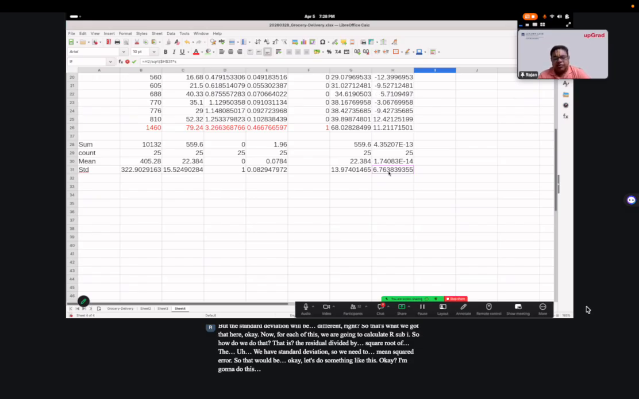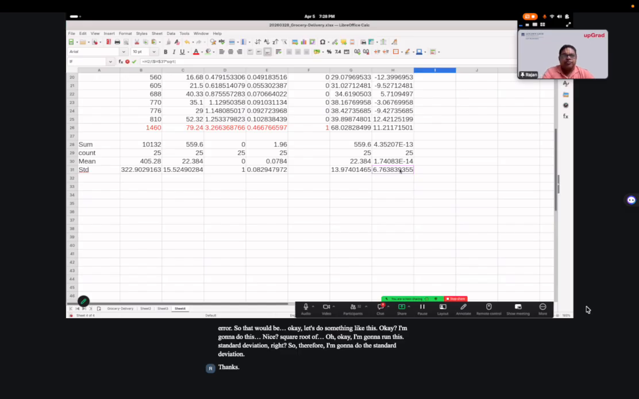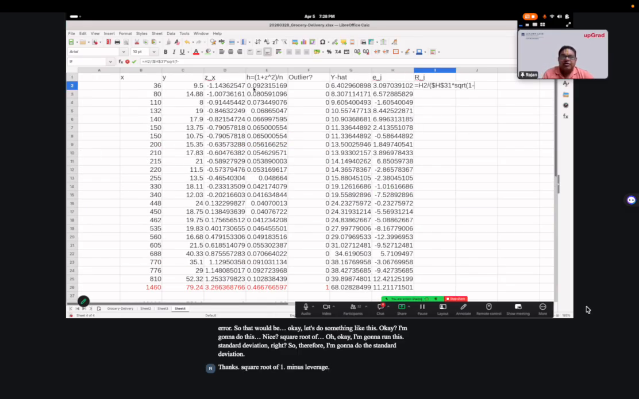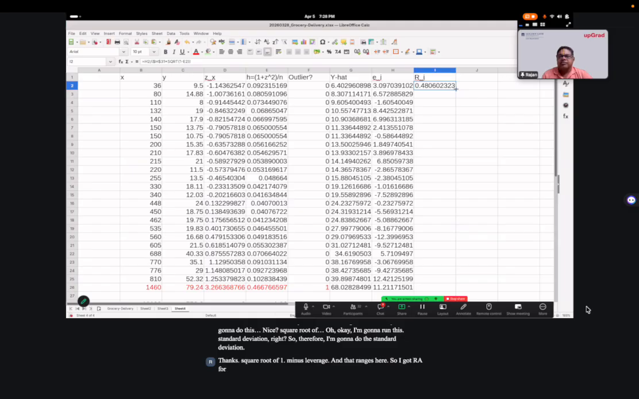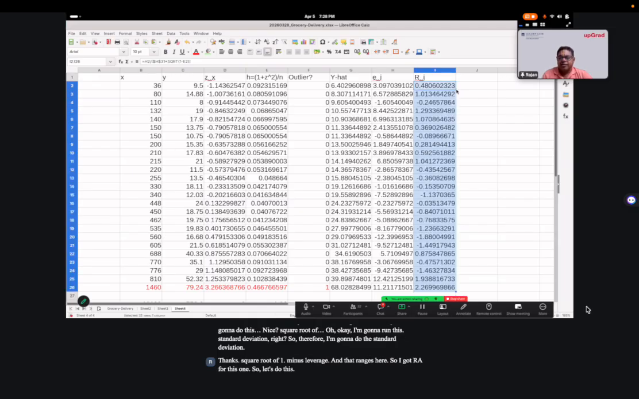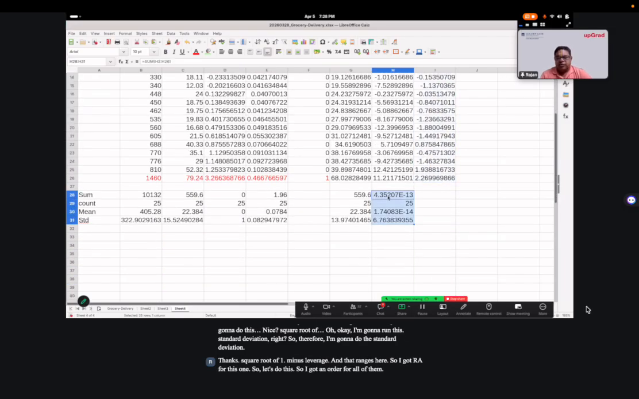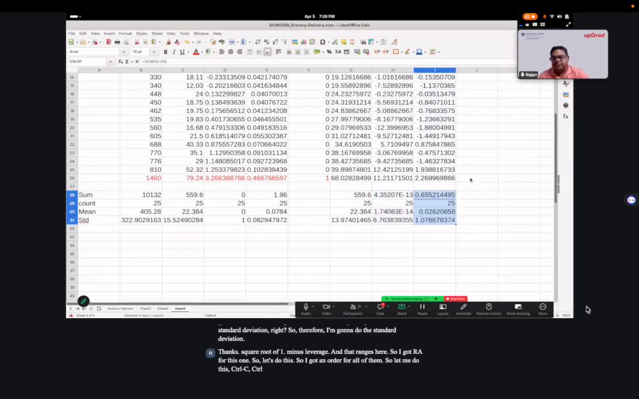Times the square root of, I'm using the standard deviation, right? So therefore, I'm going to do standard deviation times the square root of 1 minus leverage. Leverage is here. Okay, so I got R I for all of these. So let me do this. Control C, Control V, it doesn't matter.